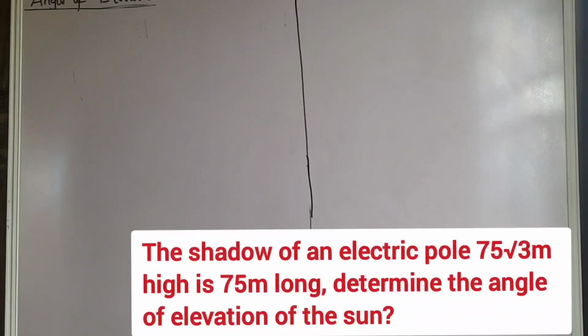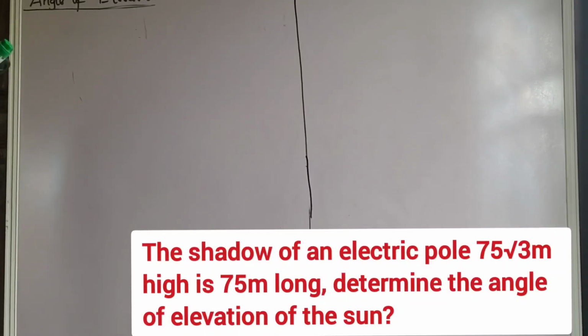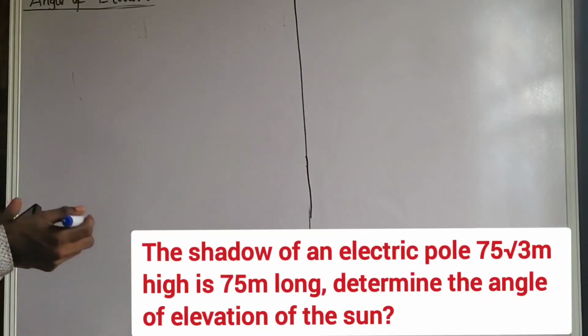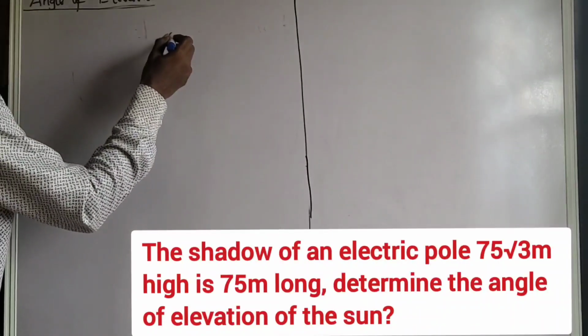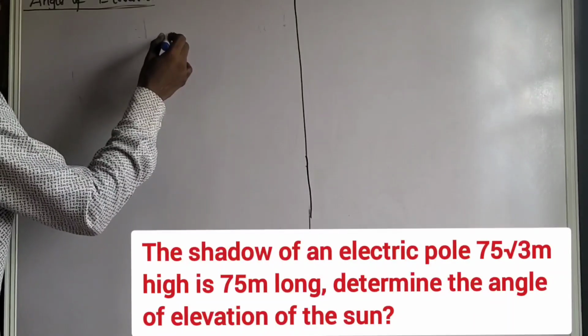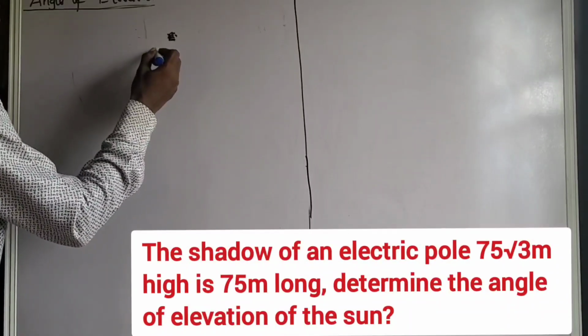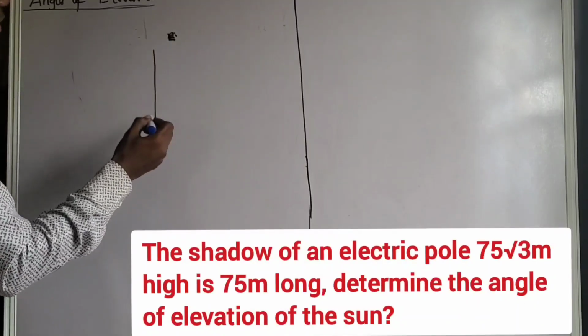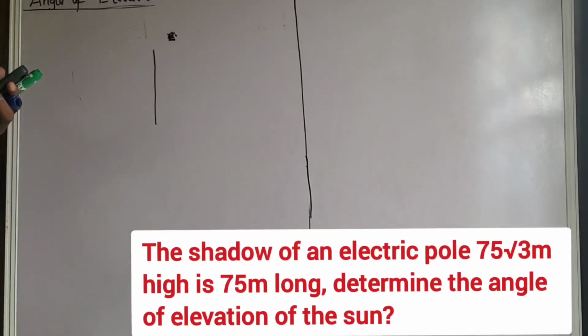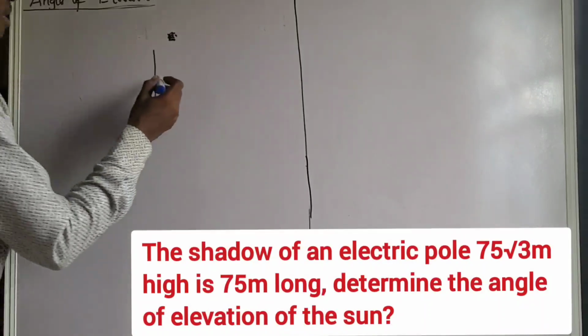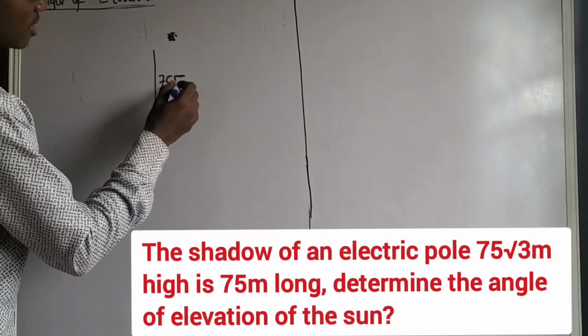The shadow of an electric pole 75.3 meters high is 75 meters long. Determine the angle of elevation of the sun. Let us draw the diagram. Let's say this is the sun. This is the pole. We've been told that the height of the pole is 75.3 meters. So this is 75.3 meters.